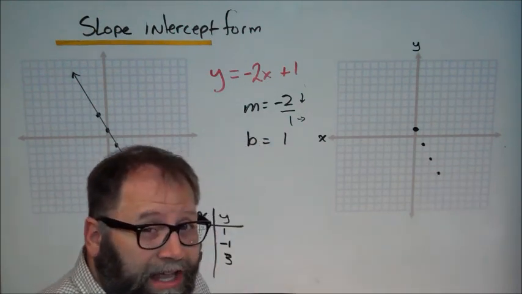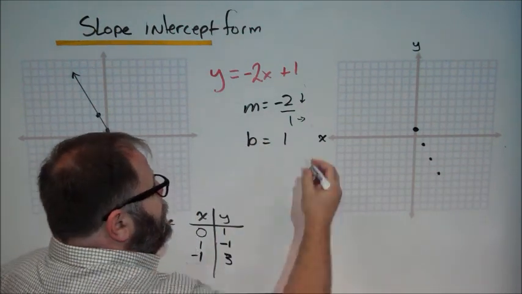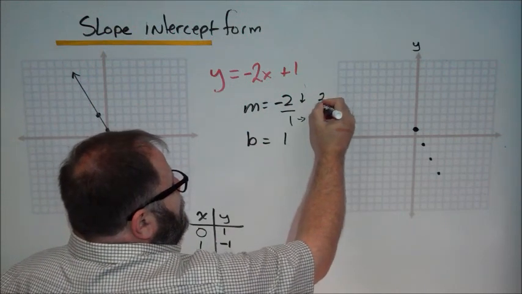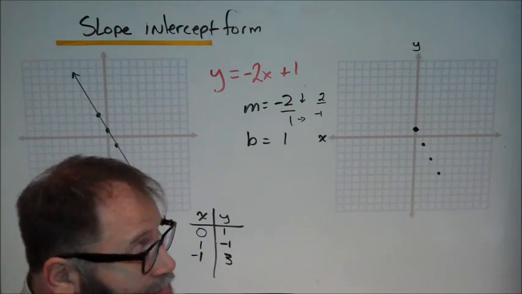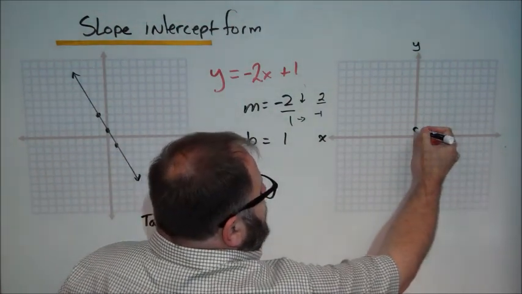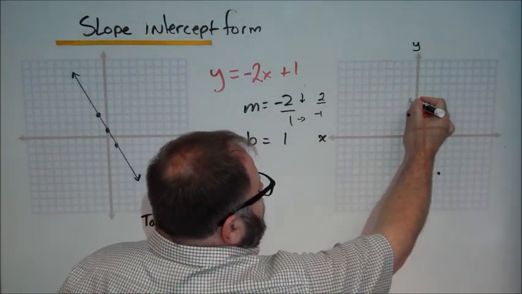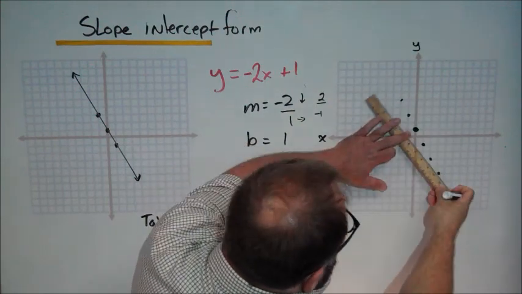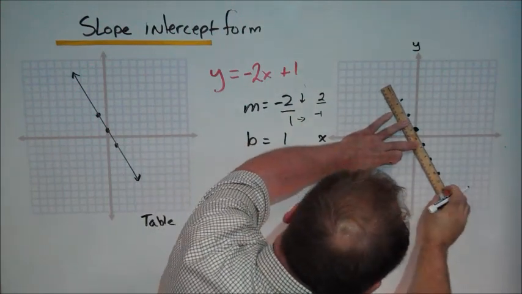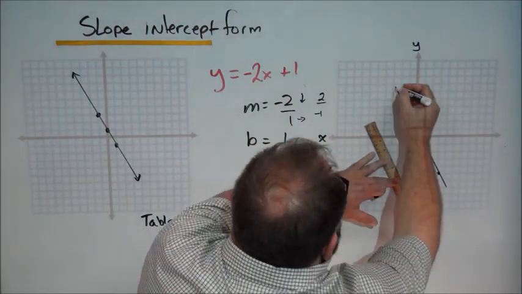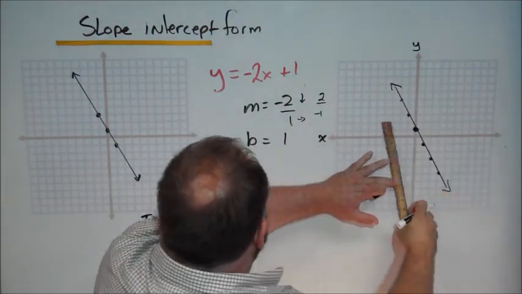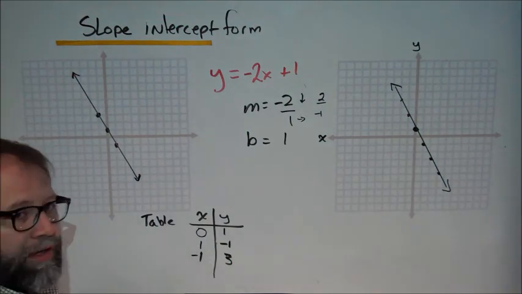What's interesting about that is that the inverse of that is true too. If I were to say positive 2 and negative 1, which is an equivalent fraction, it's still negative 2. I would go up 2, left 1, up 2, left 1. And then I draw my graph. Exactly the same.